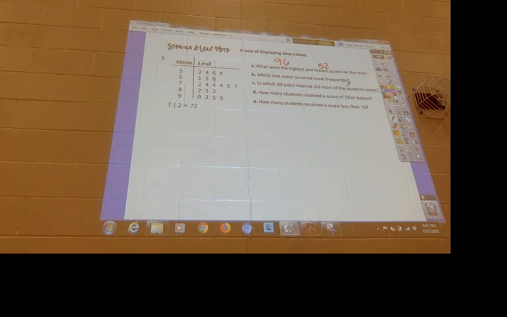What test score occurred most frequently? 74. We agree? I agree, 74. In which 10-point intervals did most of the students score? The 70s. That's like middle. How many students received a score of 70 or better?